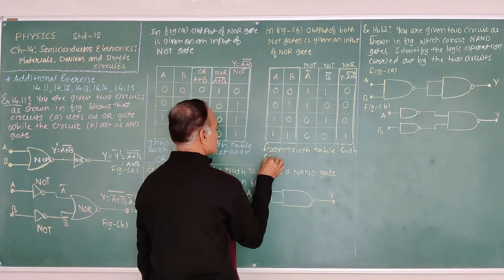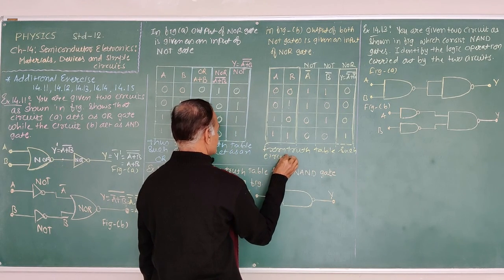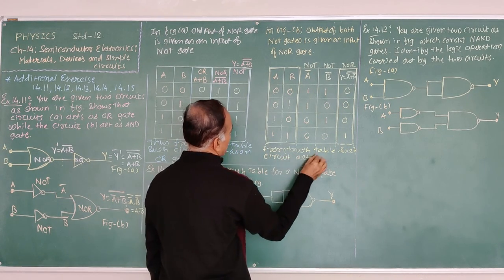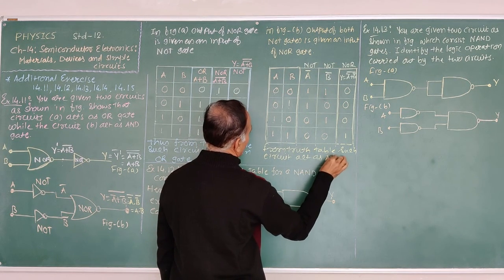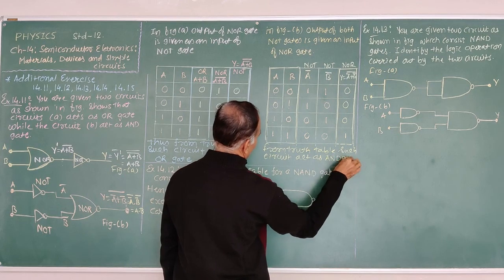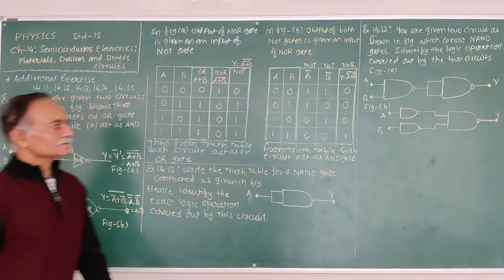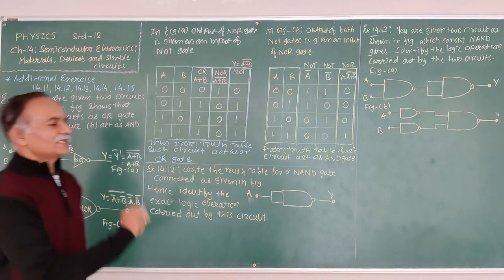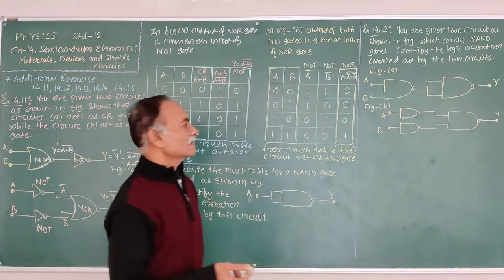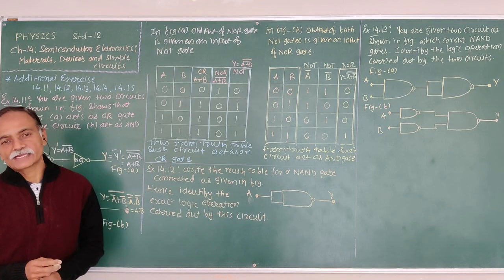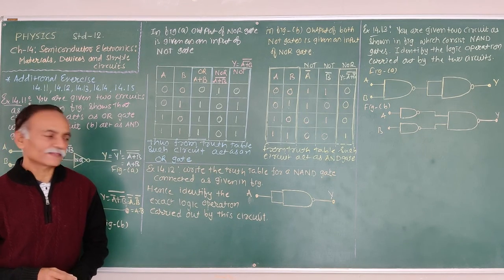such a circuit acts as an AND gate. Clear this? So very easy if we keep in mind the characteristics of AND and OR gates, and also NOR and NAND gates.